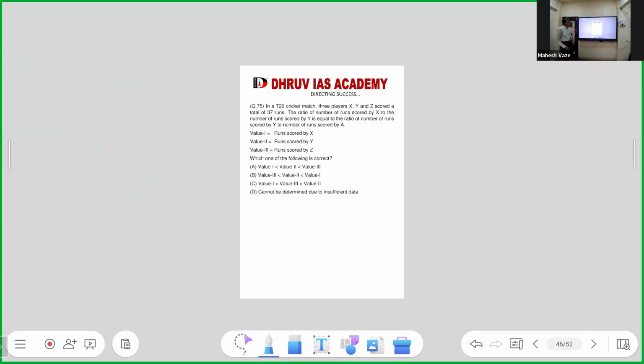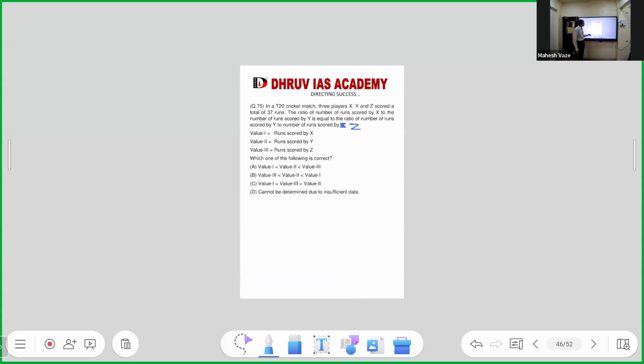Okay, next question. In a T20 cricket match, right now it is going on, say IPL and all those things, 3 players X, Y, Z scored a total of 37 runs. The ratio of the number of runs scored by X to the number of runs scored by Y is equal to the ratio of the number of runs scored by Y to the number of runs scored by Z. Sorry, the question is Z, because nowhere is A mentioned.